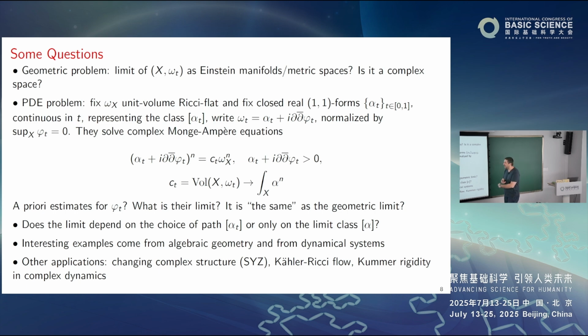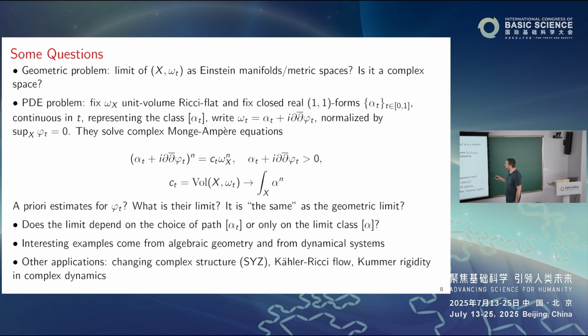Then the analyst's question would be to look at the PDE. So write down the PDE, so fix some reference Kähler metric omega X throughout the whole talk. Omega X will be some fixed metric. For simplicity, I assume it's volume 1 and Ricci flat. You can achieve this by Yau's theorem plus scaling. And then you need to fix smooth forms representing these classes. And they should vary continuously in the time parameter.